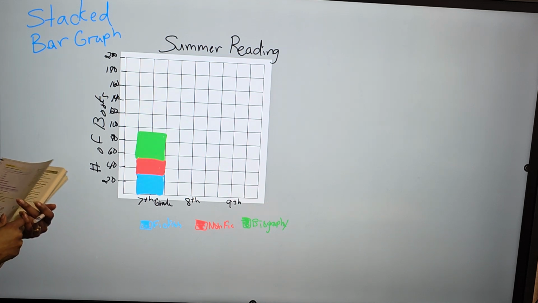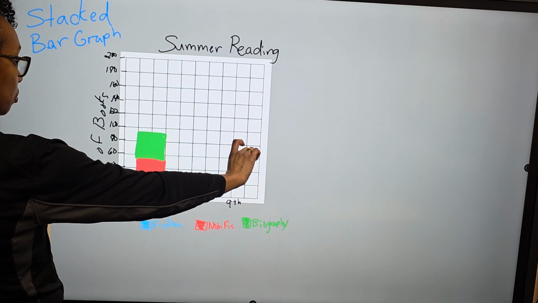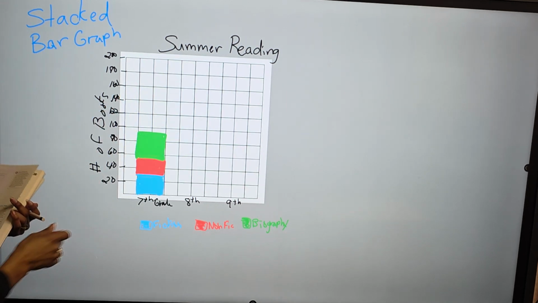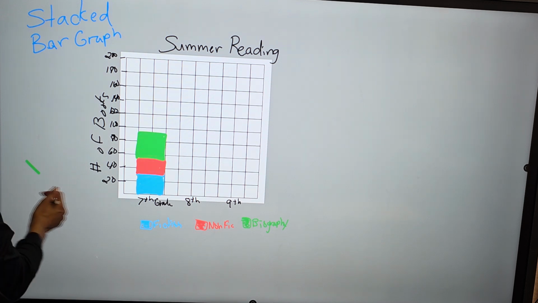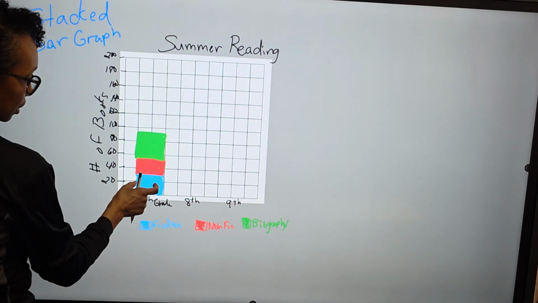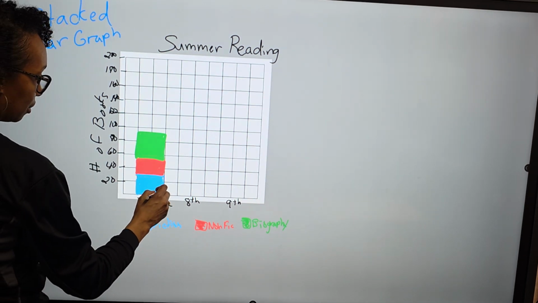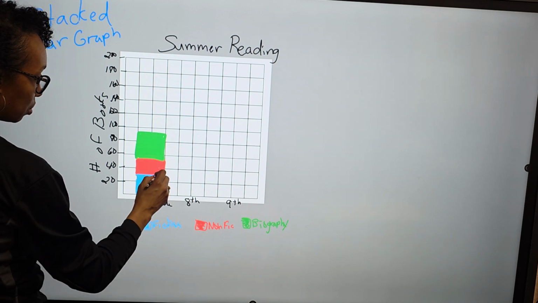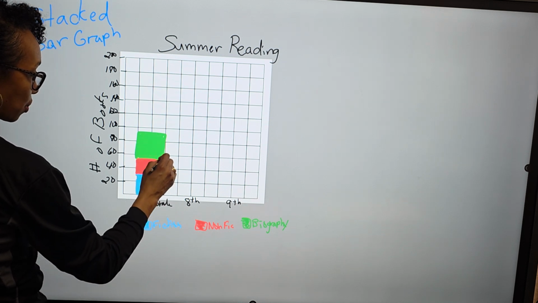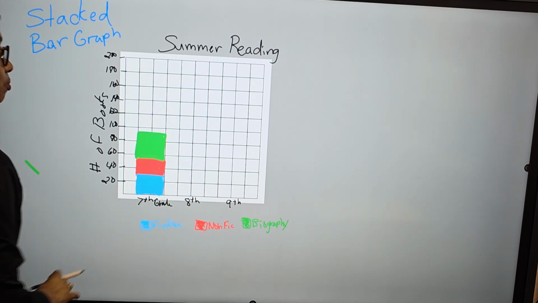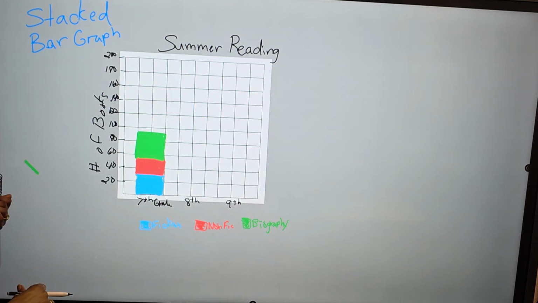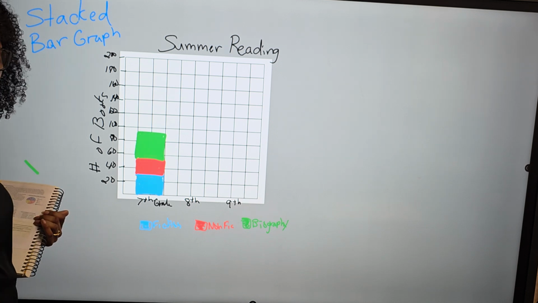Now, stacked bar graphs can also go horizontal. They don't have to be vertical. And sometimes they'll show them side by side. Like instead of making one stack, they might have had a blue one, and then next to it a red, and then next to it a green. So you'll see different types of graphs, depending on what you want to convey.